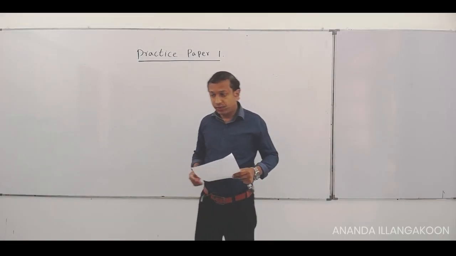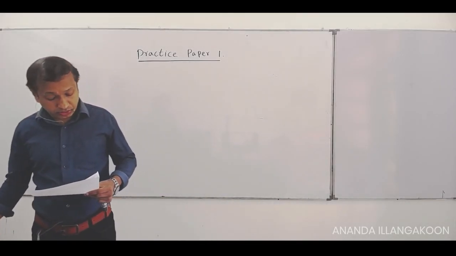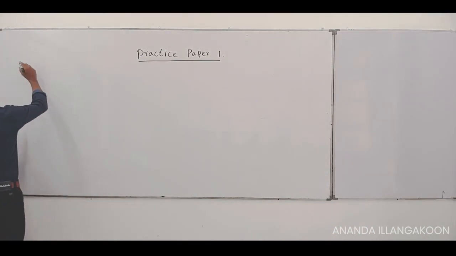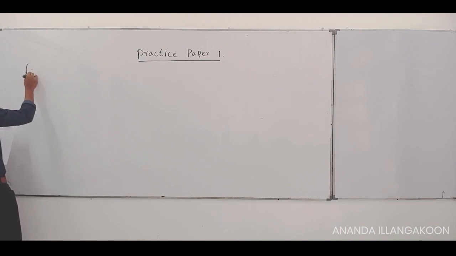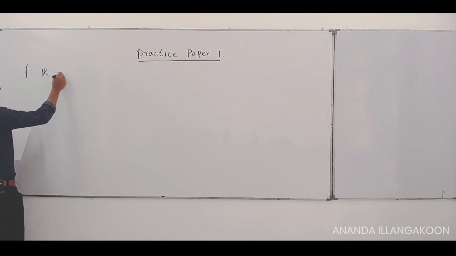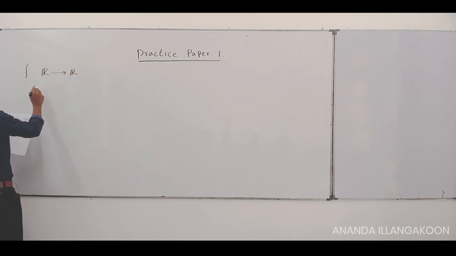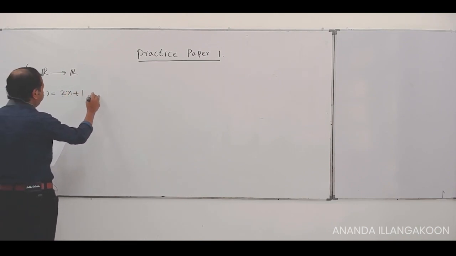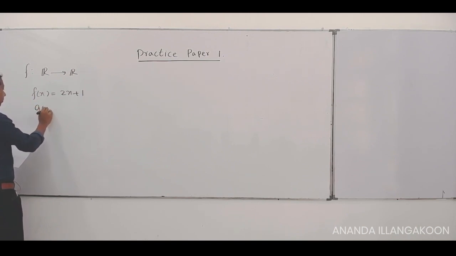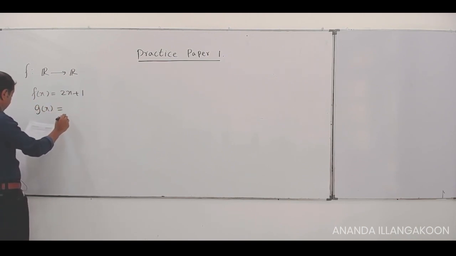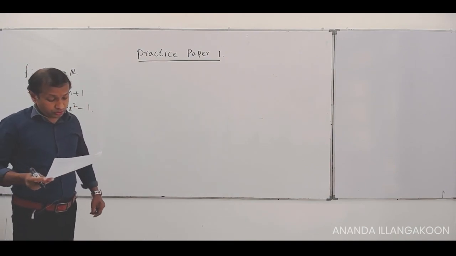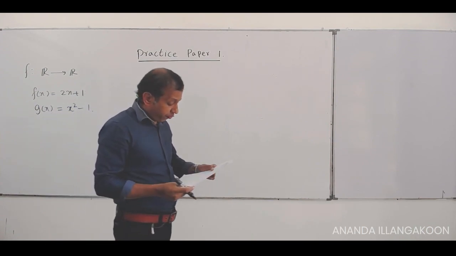Practice paper number 1. Question number 1. Function question given here. If f: R to R, given f(x) = 2x + 1 and g(x) = x squared minus 1. Asked to show if the function is a bijective function.